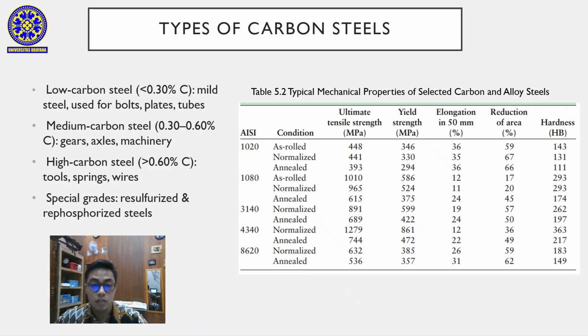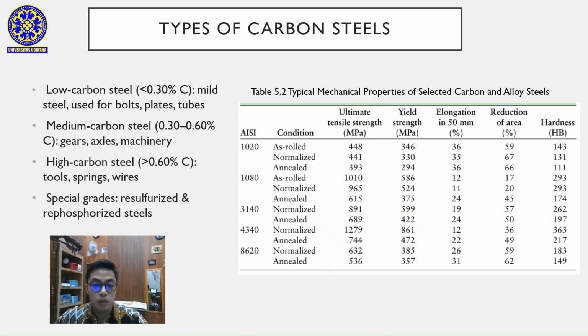Carbon steels are classified into three groups. Low carbon steels, also known as mild steels, are soft, ductile, and used for plates, tubes, and bolts. Medium carbon steels are stronger and used in gears, axles, and machinery parts. High carbon steels are very strong and wear resistant, suitable for springs, wire, and cutting tools. Special grades with sulfur and phosphorus are designed to improve machinability.